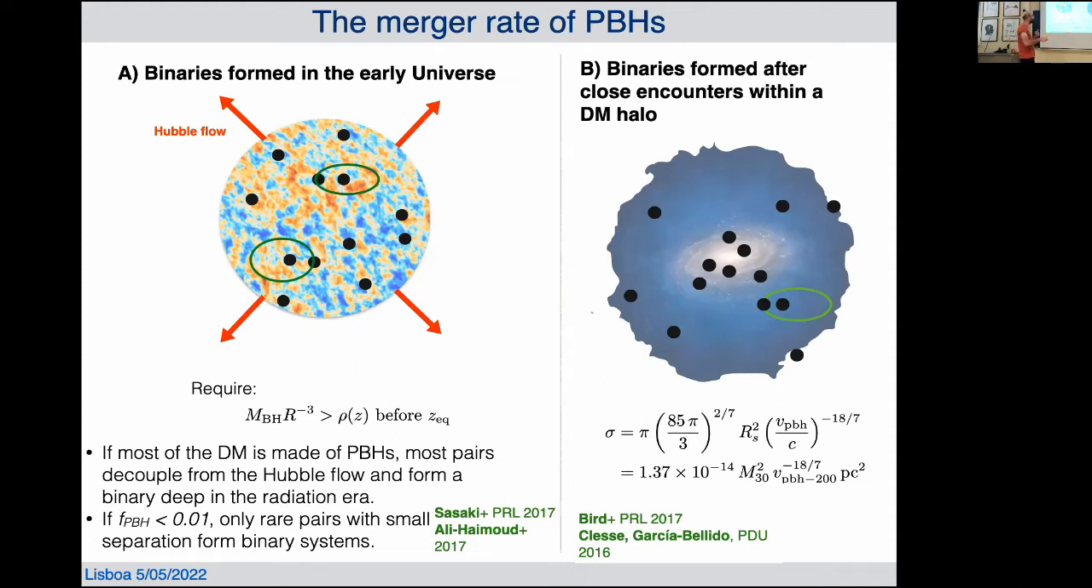Then they can also form binary systems later on. For example, if primordial black holes exist, they can find each other in a halo, in a structure that is already formed, in a dark matter halo.